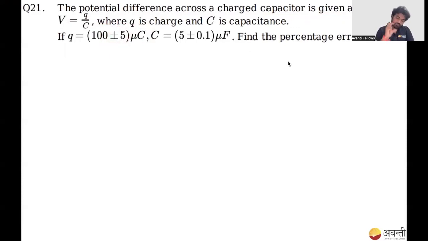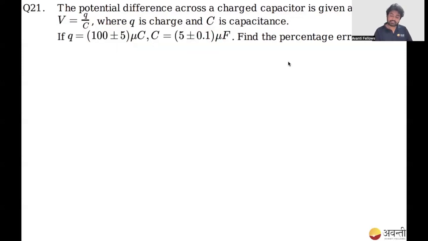band. Okay, 5 plus 5 it can go, meaning 105 it can become the charge, and it can go minus 5, that is 95 also the charge can become. So charge is fluctuating from 95 to 105. It means to say that. Okay, the capacitance is also fluctuating. 5 plus minus 0.1 means it can become 5.1 also, it can go as low as 4.9 also. So 4.9 to 5.1 it is fluctuating, meaning again there is some error.